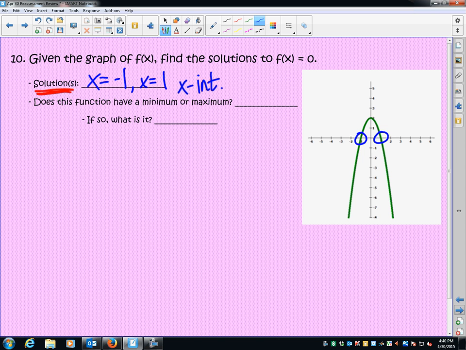You're done. And so the next question says, does it have a minimum or a maximum? Well, because it is upside down, this point right here, which is also our vertex, is the maximum. And that ordered pair is, we don't go any left or right, so 0, and we go up 2. Please make sure you understand the directions, because if you understand the directions, look how easy that can be.